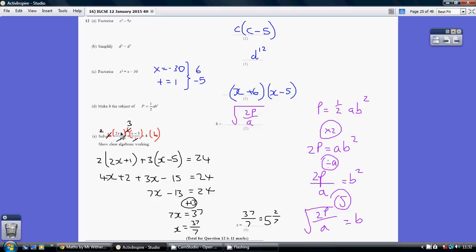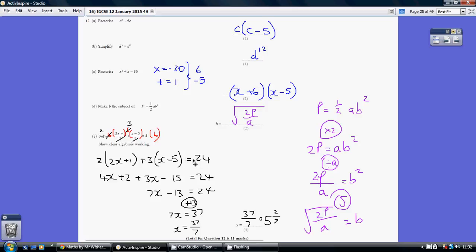So we've got 2 lots of 2x plus 1. 6 divided by 2 is 3. So we've got 3 lots of x minus 5. It's here. And 4 6s are 24. So I've made this now a single level problem. So make sure you can get from here to here.